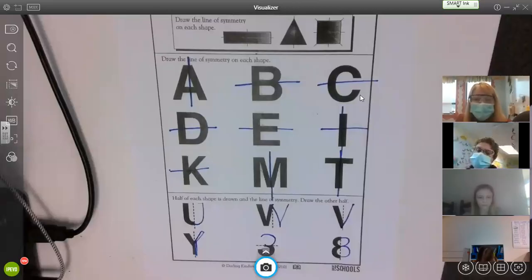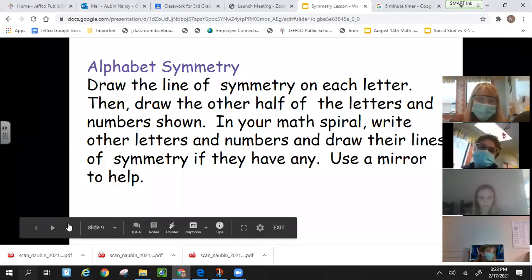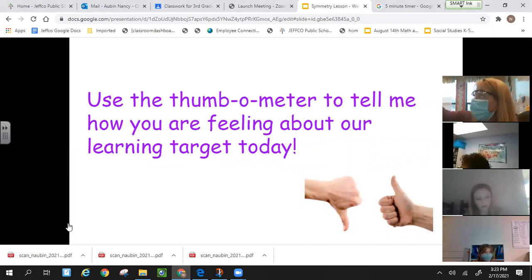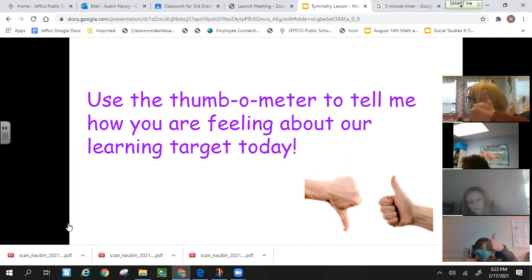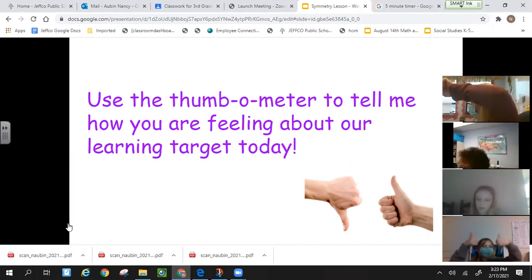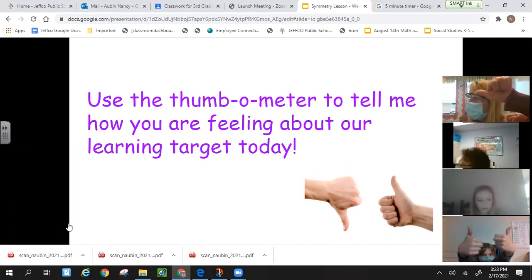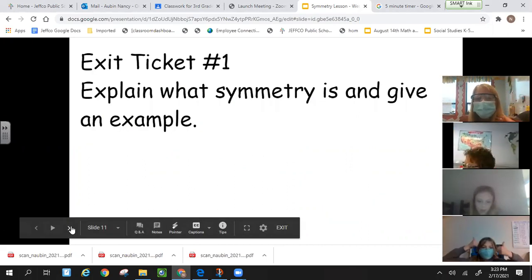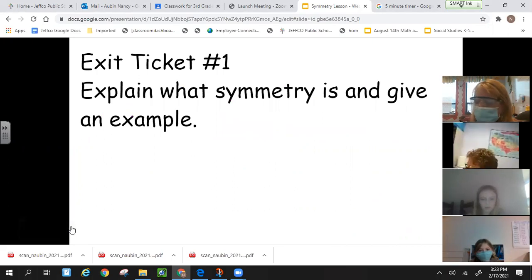You will have an exit ticket. I would love to see before you show me in writing how you're doing with symmetry. Show me a thermometer. Brand new concept, 4th grade skill, and you guys rocked it. It's okay to be sideways. I get it. Like I said, it's a 4th grade skill. Your exit ticket is to explain what symmetry is and give an example.